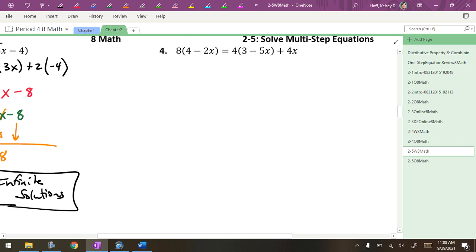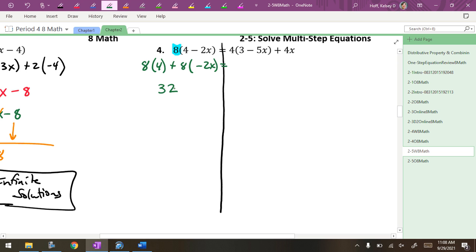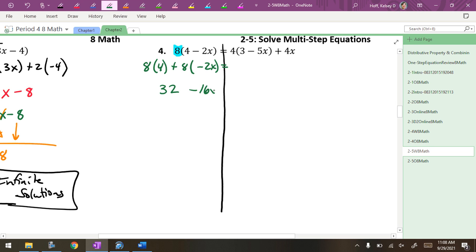All right, let's look at number 4. Stay on the left side. Do you need to distribute? What are you going to distribute? 8. 8 times 4. 8 times -2x. 8 times 4, 32. 8 times -2x, -16x. Can you combine those? No. So we go to the right side.